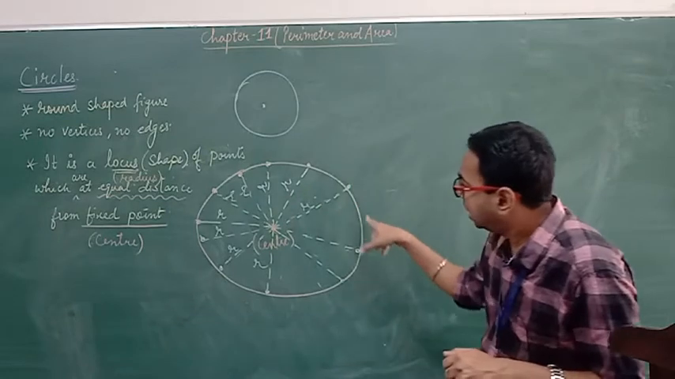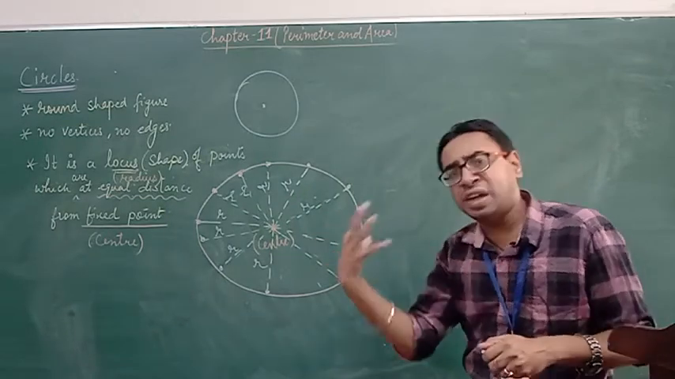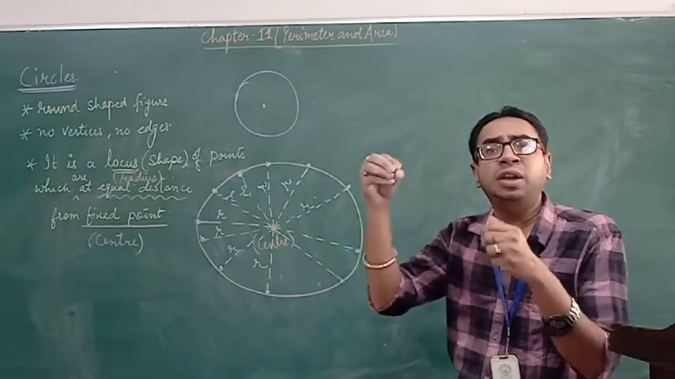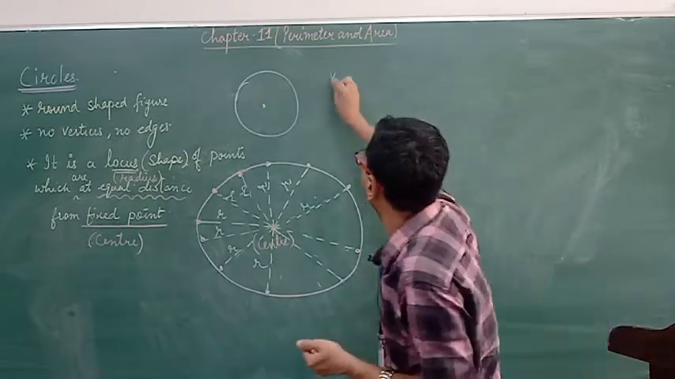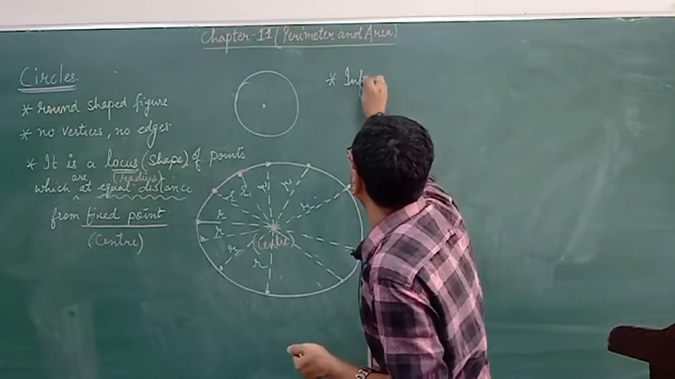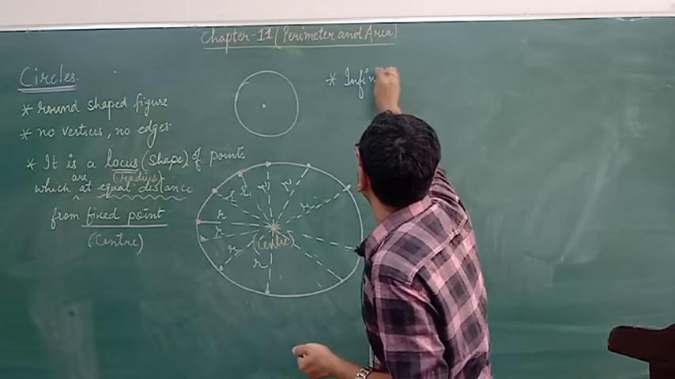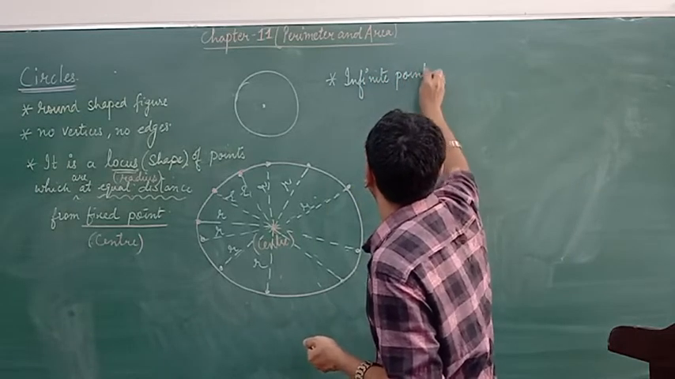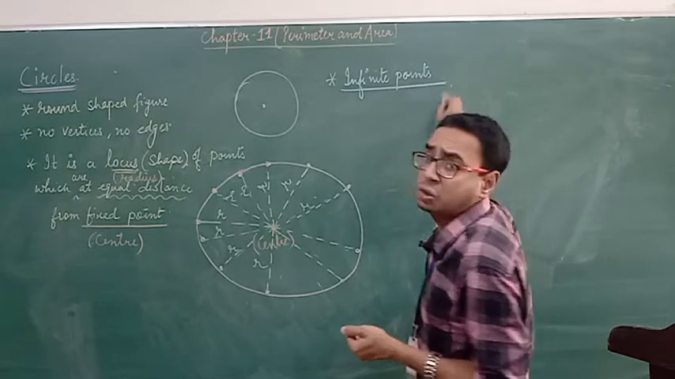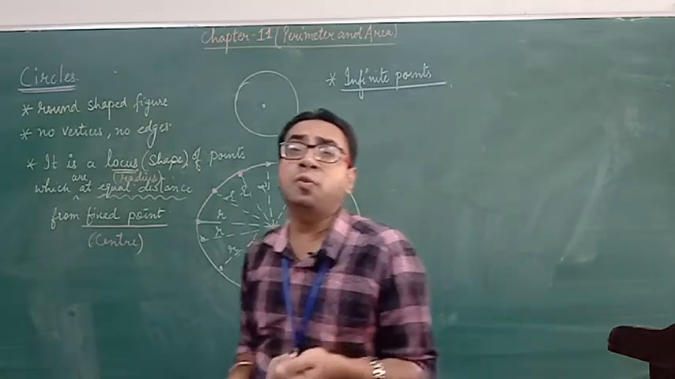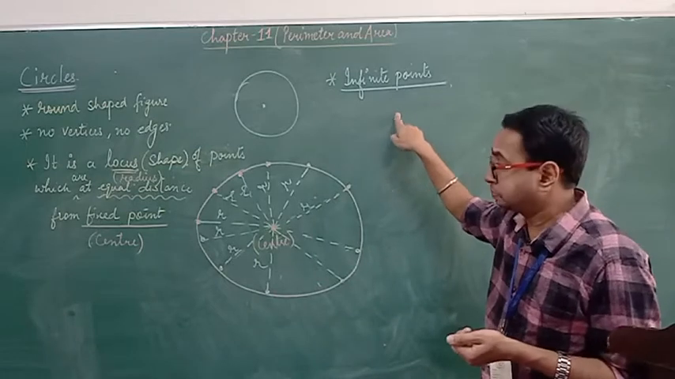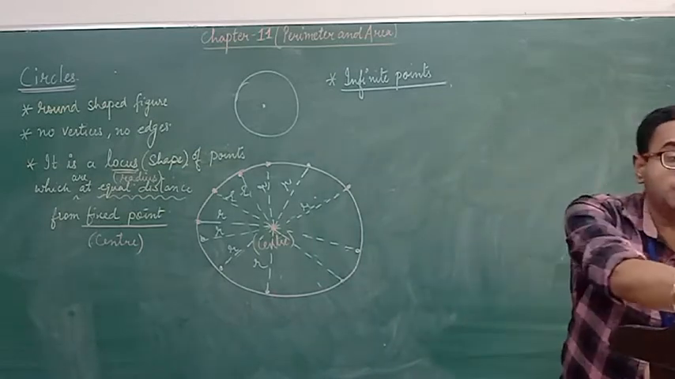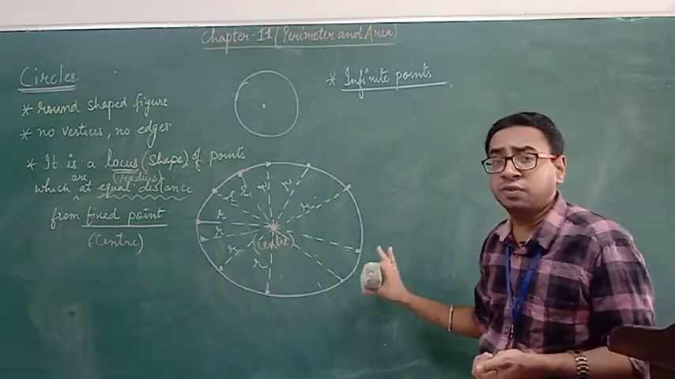The next point. Is this circle made up of only finite points? Meaning, are you able to see only finite points? No way. This is made up of infinite points. Do remember, the circle is made up of infinite points. You cannot count the number of points available. Infinite points. Are we clear? Next thing, let's move on. Clear with the basics of a circle?